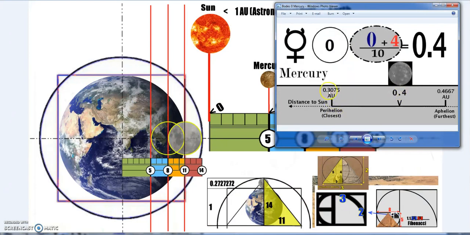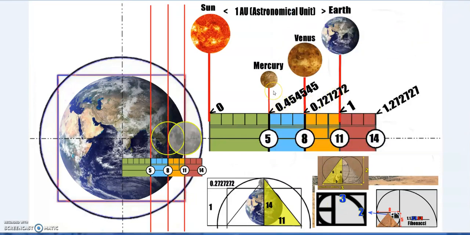Mercury is between 0.3075 and 0.4667 AU. Bode's law predicts it being at 0.4, but out towards here we would have 0.454545. So again, towards the furthest point out, the same geometry describes accurately the position of Mercury. Mercury will pass through this point. Venus will pass through this point. Earth will pass through this point. This is a geometry which also describes Earth and Moon. So there we see the first planets.